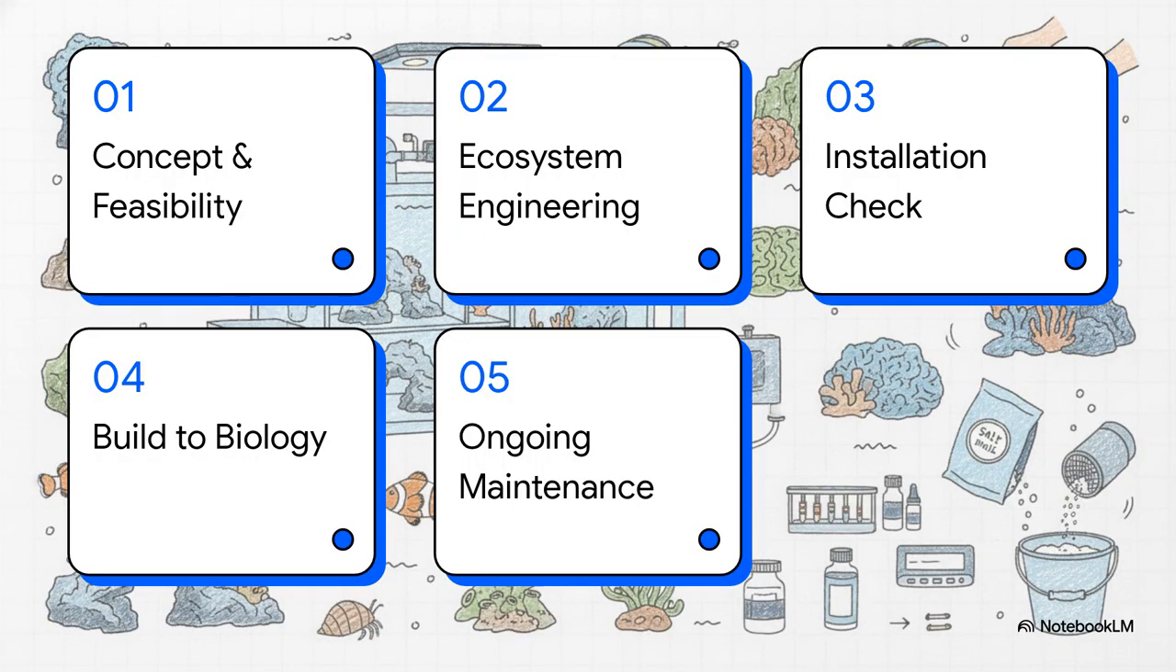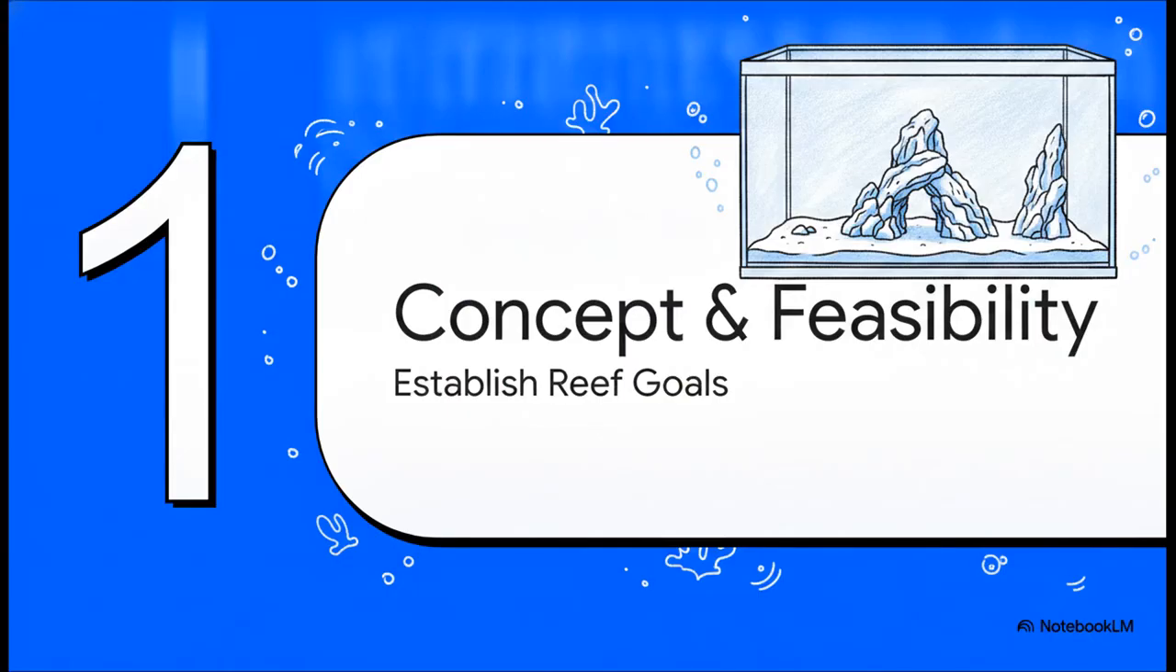Here is our chronological blueprint for today. We'll start with concept and feasibility, move into engineering the ecosystem, do an installation reality check, transition from build to biology, and finally, wrap up with mastering ongoing maintenance. All right, first up, Section 1, Concept and Feasibility, Establishing Your Reef Goals.